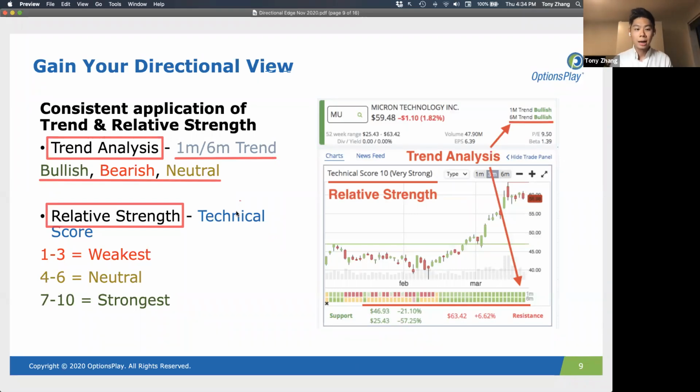On the relative strength side, we basically rank every single stock on a score of 1 to 10. If you see a stock with a ranking of 1 to 3, these are the weakest stocks in the market, meaning these are stocks that are underperforming the market.